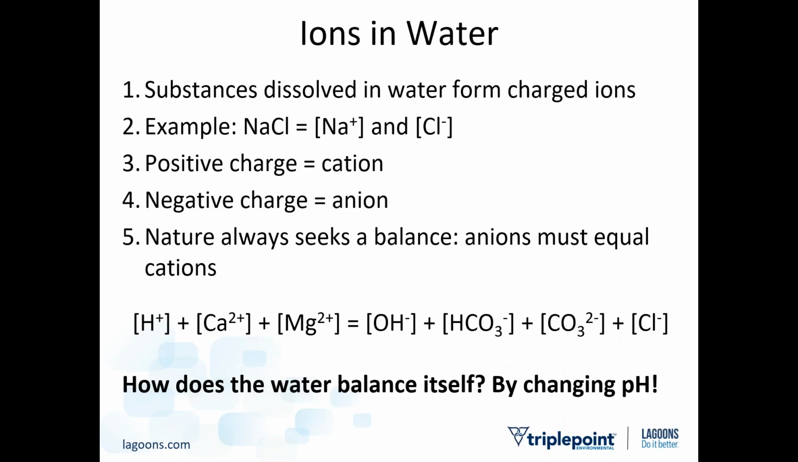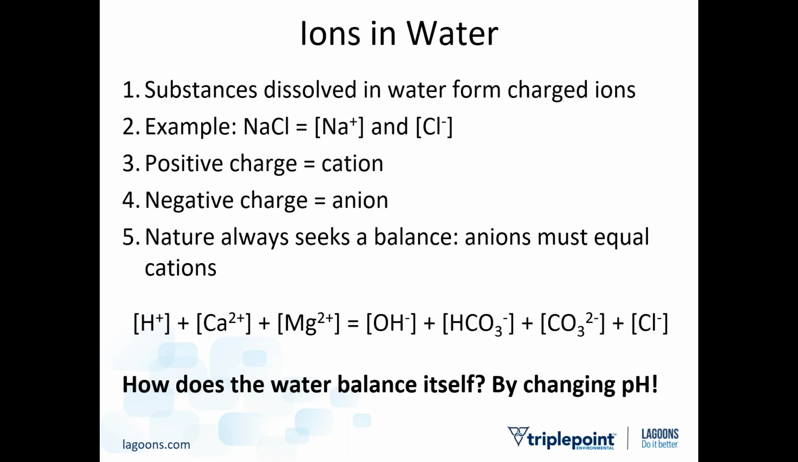But in real life, we don't usually have just pure water. We have stuff in our water. And substances that dissolve in water often form charged ions, which are just molecules and atoms floating around in the water with a positive or a negative charge. So an example here, we have sodium chloride, which is normal table salt, NaCl. You add that to water and it splits up. You have a sodium ion, Na+, and a chloride ion, Cl-. We refer to these ions, if they're positively charged, as cations, and negatively charged ions as anions.